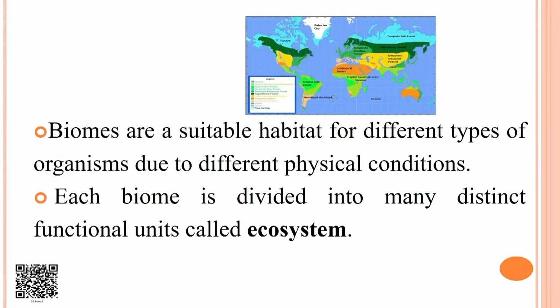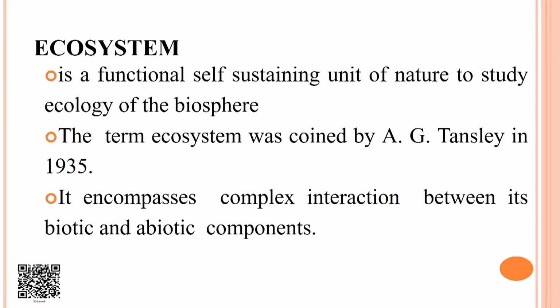Look at there, there are several patches. Biomes are a suitable habitat for different types of organisms due to different physical conditions. Each biome is divided into many distinct functional units, which are known as ecosystems. So what is an ecosystem? We can define an ecosystem as a functional self-sustaining unit of nature to study the ecology of the biosphere, and the term ecosystem was first coined by A.G. Tansley in the year 1935. An ecosystem encompasses complex interaction between the biotic and abiotic components.